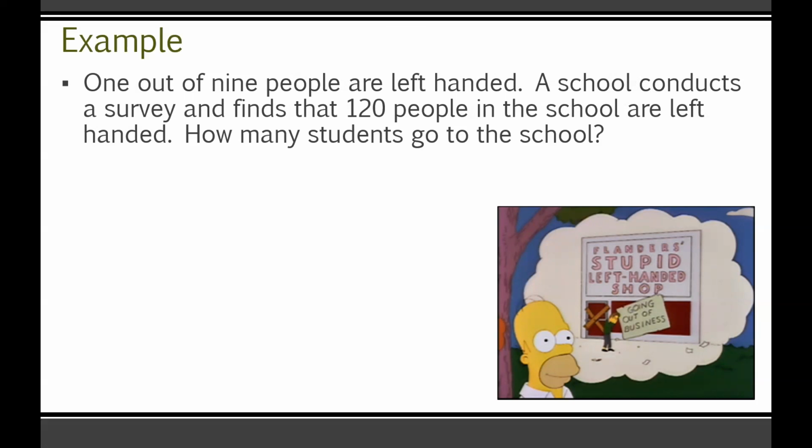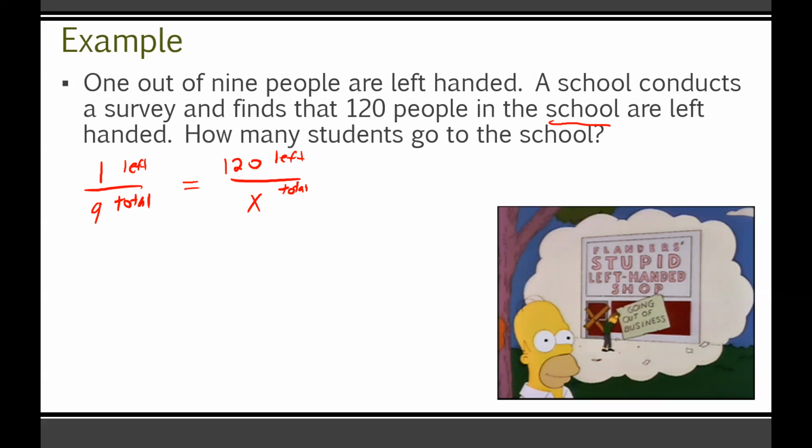Wow, okay. So we know 1 out of 9 people are left-handed. So we could say 1 person is left-handed out of 9 people in total. This one's going to be a little bit different from the other ones we've set up, but not really to a huge extent. If we know there's 1 left-handed person out of 9 total, we can say that this is equal to the situation in this school where we know there's 120 left-handed people out of an unknown, so I'll call it X, number of people in total.